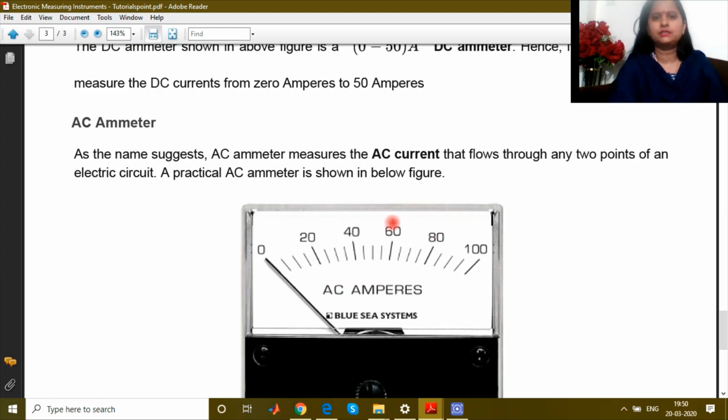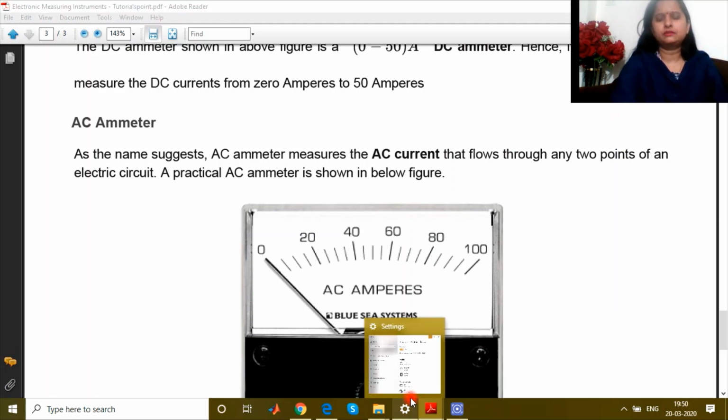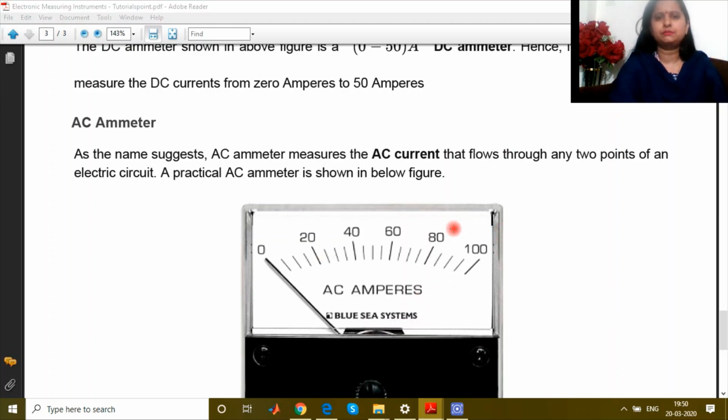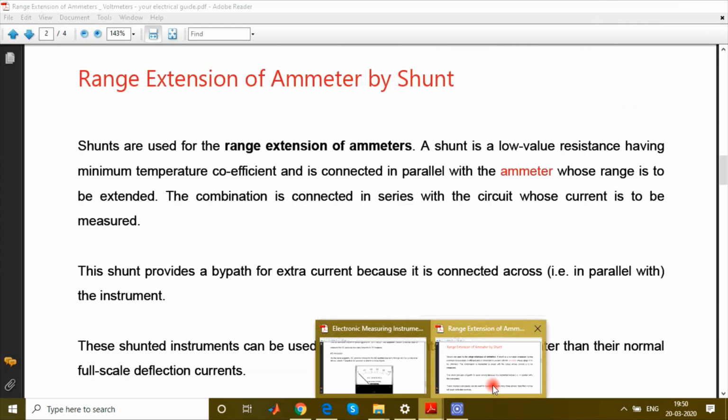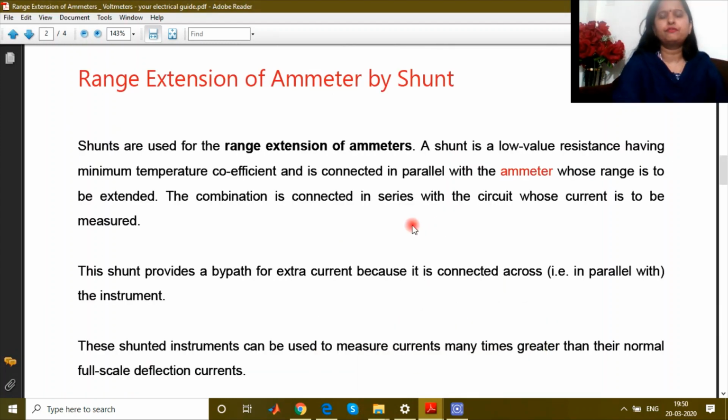The range of this AC ammeter is from 0 to 100 ampere, so it will measure the current up to 100 ampere. Now the question should arise in your mind: suppose the range of this ammeter is 100 ampere and you want to measure the current in a load in a circuit where the current flowing is up to 150 ampere. What should you do? You should extend the range of the ammeter or the range of the voltmeter.